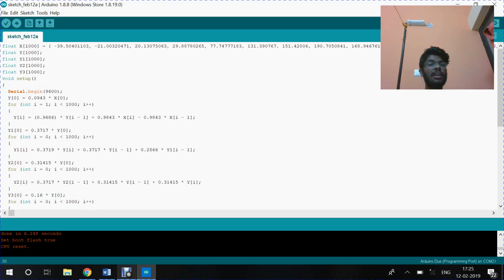Here I have considered 9600, which is the baud rate for the serial communication.